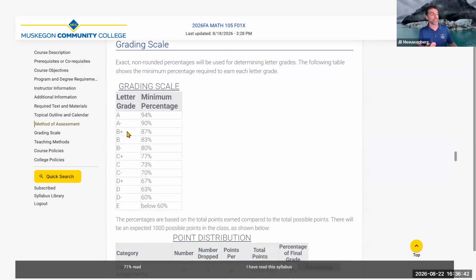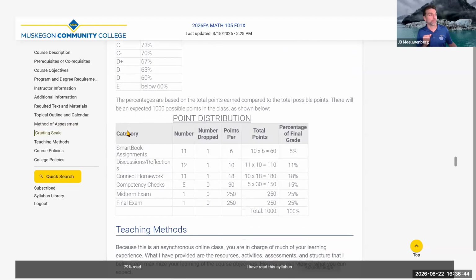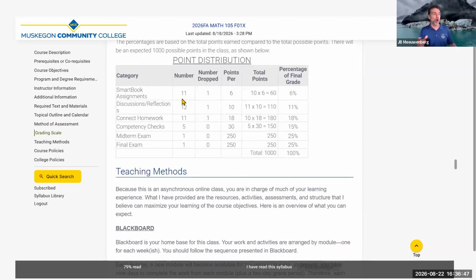All right. The grading scale. Where do you get your grade from? Here is a summary of all the things we just talked about and how many points each thing is worth, what percent of your final grade that category of assignment is worth.